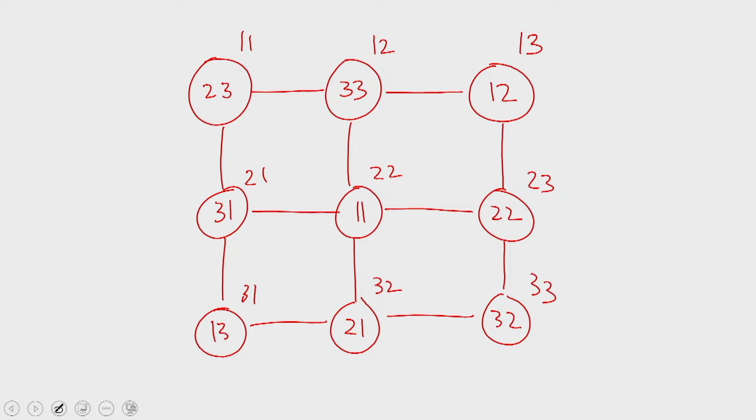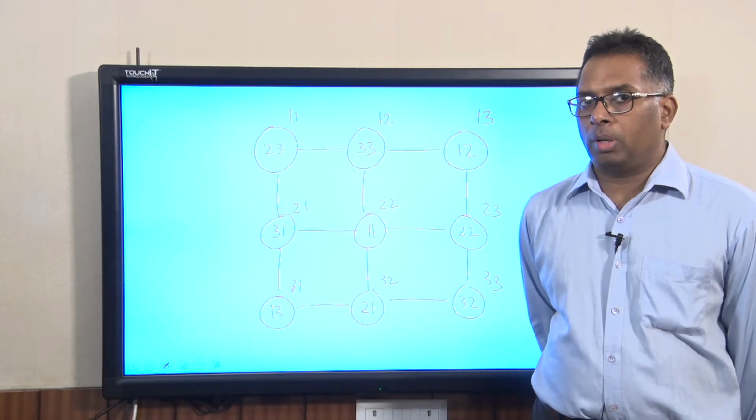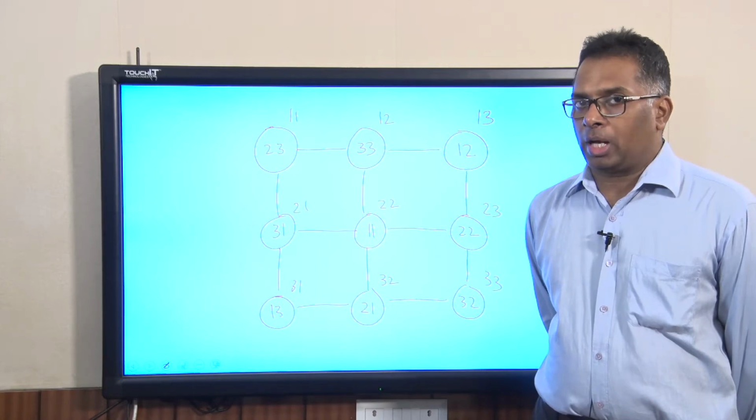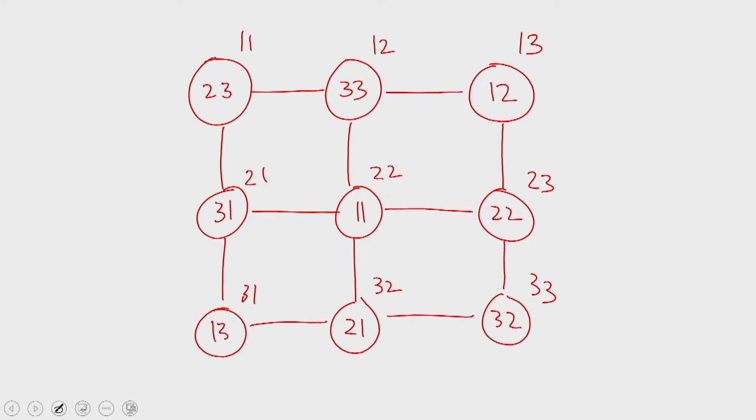So, the value written outside is the address of the processor. Every processor is addressed using two numbers, the row number and the column number, and the value inside the node is the destination of the packet. That is, processor 2,2 is holding a packet which must be sent to processor 1,1. So, we want to perform these routings simultaneously and as fast as possible.